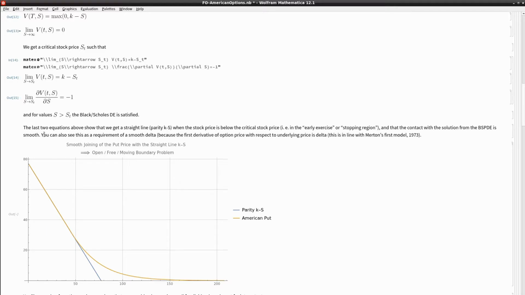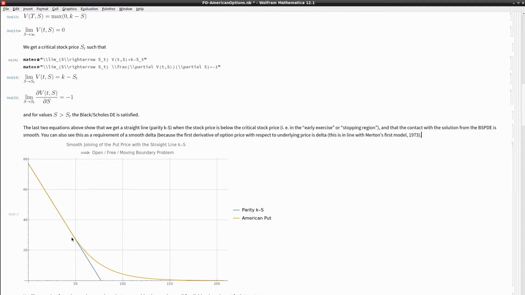You can also see this as a requirement of a smooth delta. We don't want to have a jump in the delta. The first derivative of option price with respect to the underlying price is delta, and this definition of the American put is in line with Merton's first model of 1973. We need a smooth delta, and therefore we have a smooth pasting here of the orange curve onto the blue curve, which means we have a boundary value which at this point is still unknown to us.